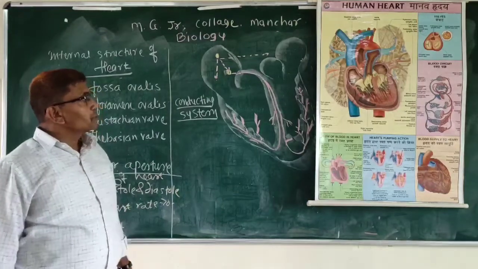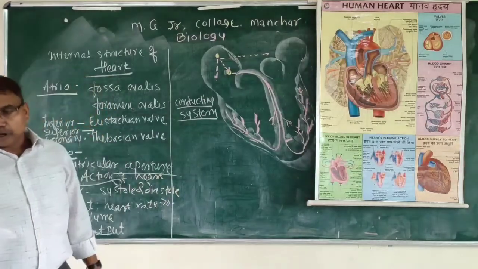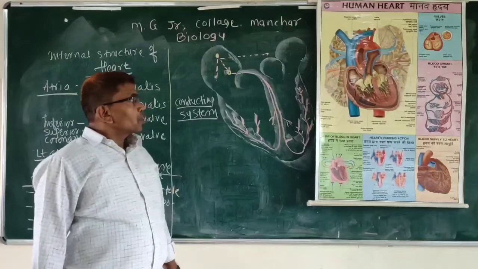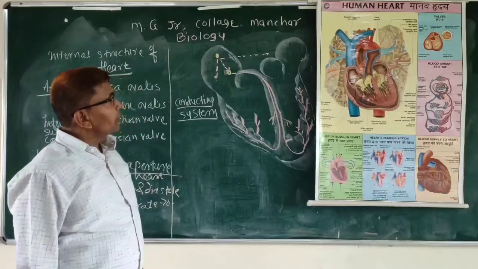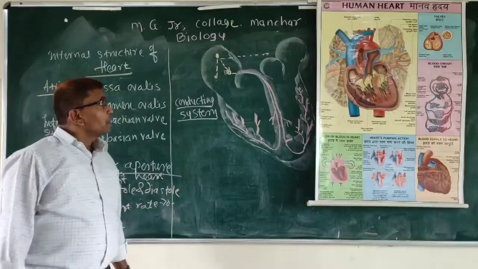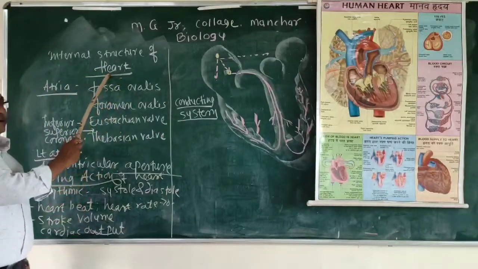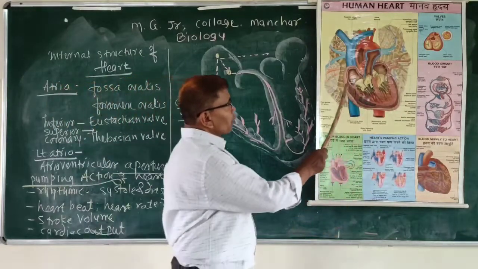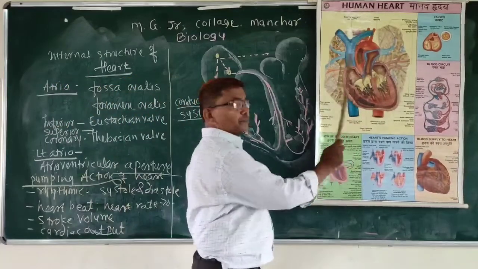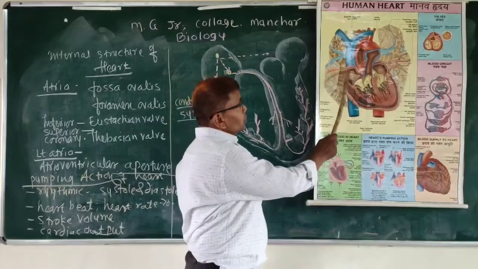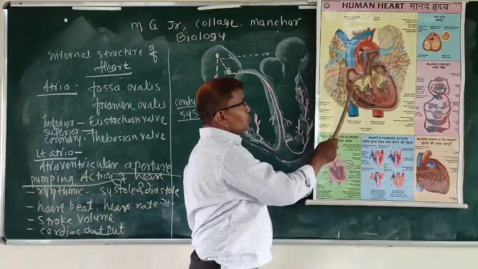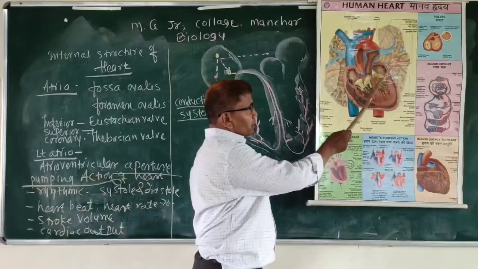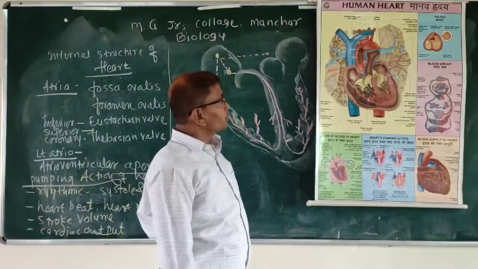Last lecture we discussed the external morphology of the heart, the parts of the external structure, and now we are going to discuss the internal structure of our heart. We know that our heart is formed from 4 chambers. Towards the broad base, 2 atria are present. And these are the 2 ventricles, which are present proximally.